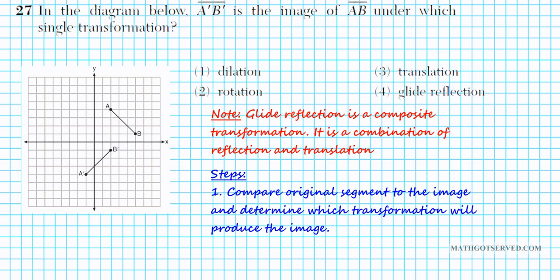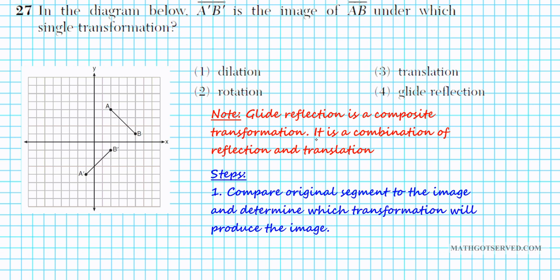All right, let's take a look at problem number 27. It reads, in the diagram below, segment A prime B prime, the segment right here, is the image of segment AB under which single transformation? Now, one thing you want to note about this problem is that a glide reflection, option 4, is a composite transformation. It is a combination of reflection and translation.